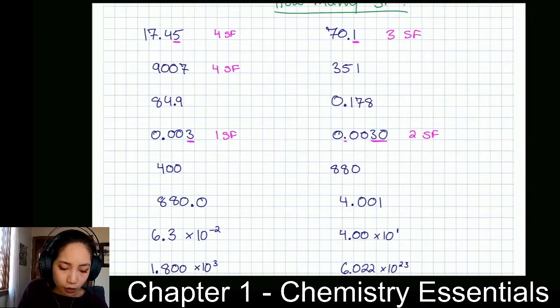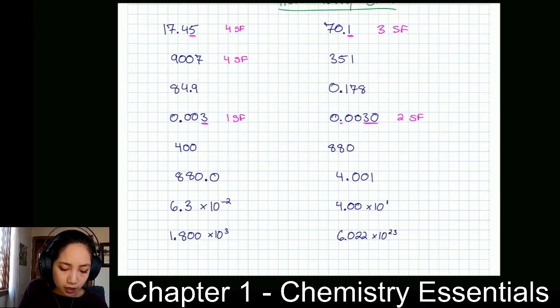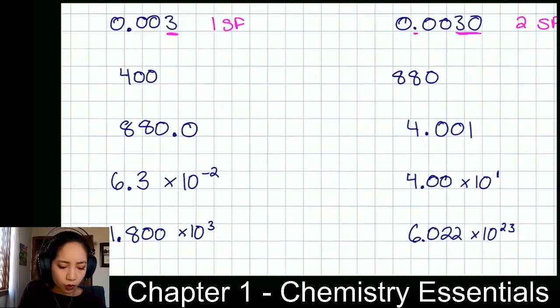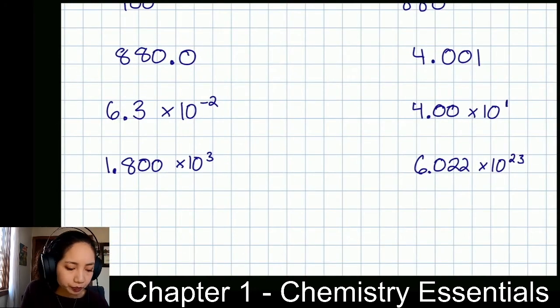All right, and so I have a bunch more examples here. So let's look at some of these scientific notation ones at the bottom. Scientific notation is nice because all of the numbers contained within the coefficient, your a value, contain the significant figures. So it's quite easy. You just have to count how many numbers are there.